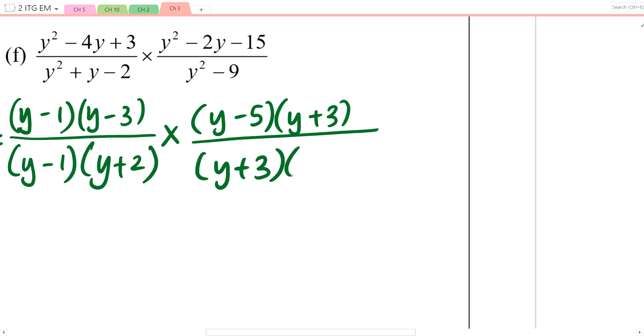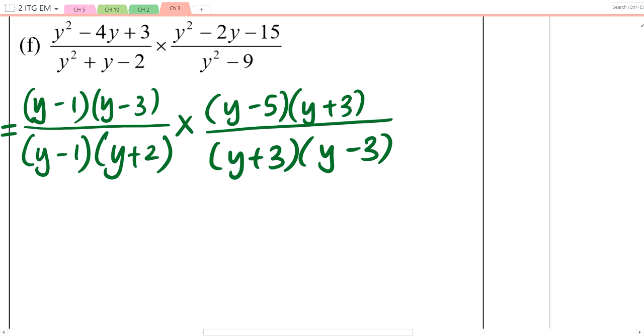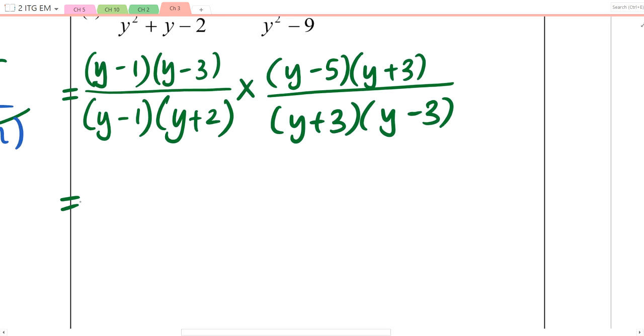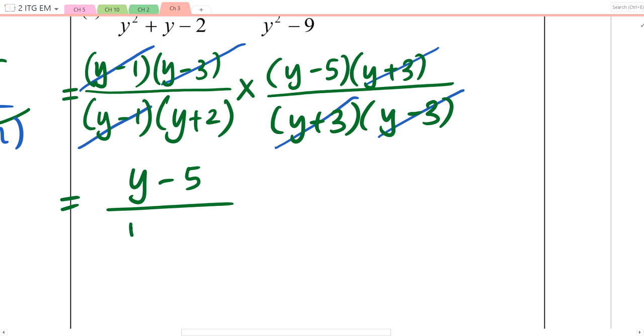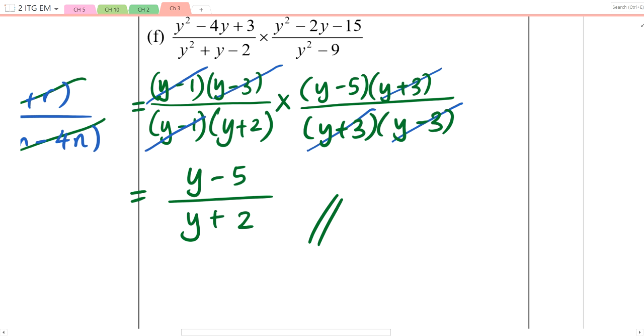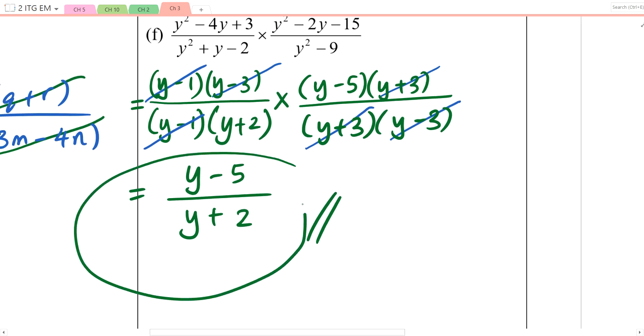Y plus 3, y minus 3. Remember? Do you have that? Time to cancel. Our favorite part. Y minus 1 with y minus 1. Y minus 3 with y minus 3. Y plus 3 with y plus 3. Final answer: y minus 5 over y plus 2. So from something so complex, we have reduced and simplified it to become y minus 5 divided by y plus 2.